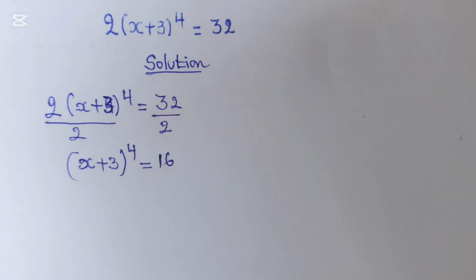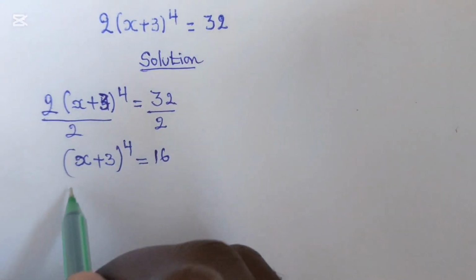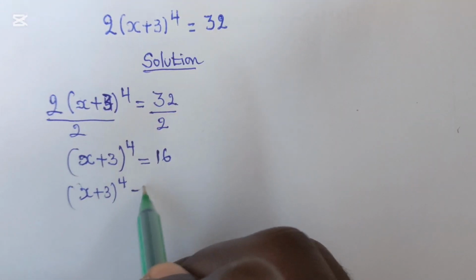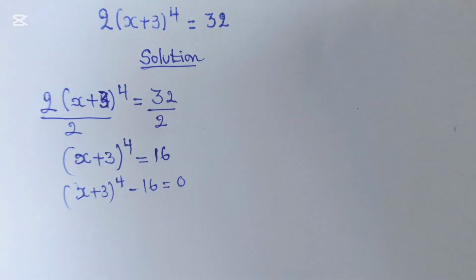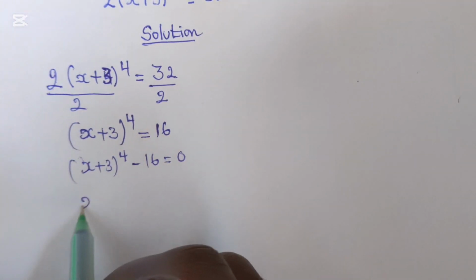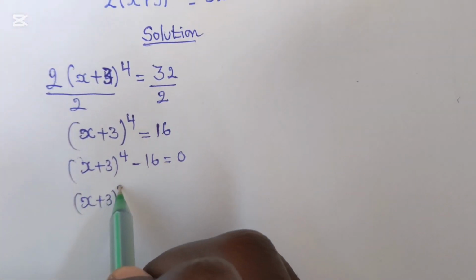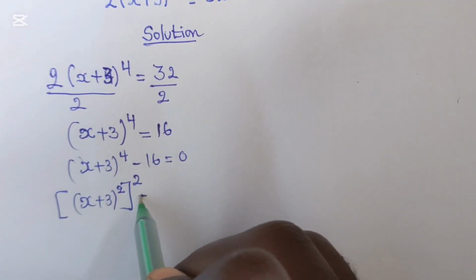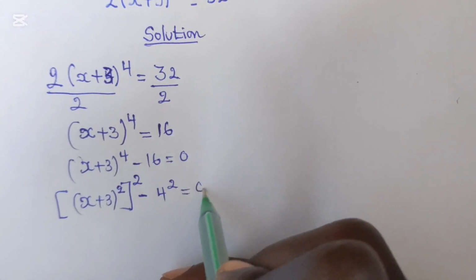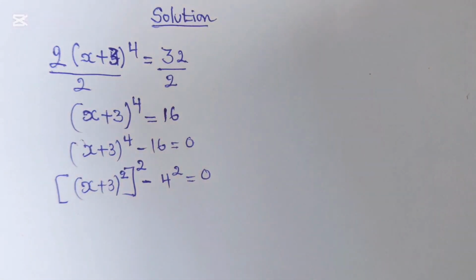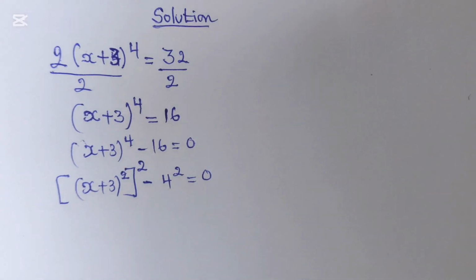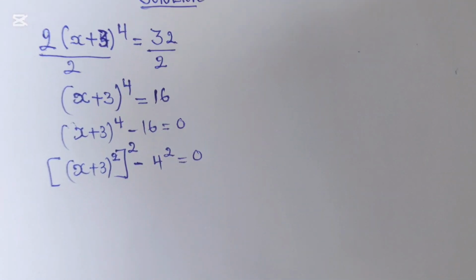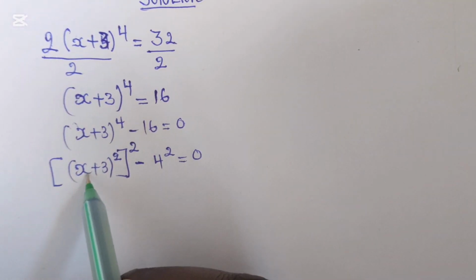Then the second step is to change the position of this number to get (x plus 3) to the power 4 minus 16 to be equal to 0, so that we'll have x plus 3 here. We can square, then square again, minus 4 squared equal to 0. The first hint is to find the difference of 2 squares in the equation you have been given. It looks like that.